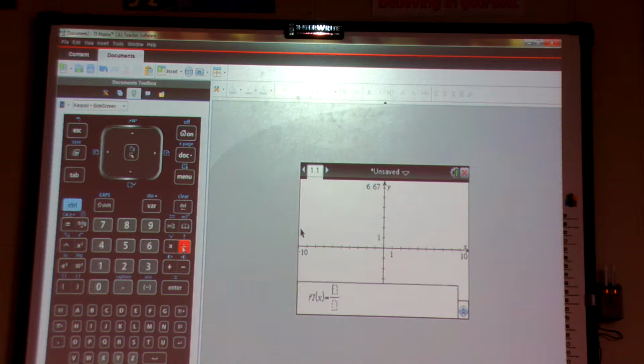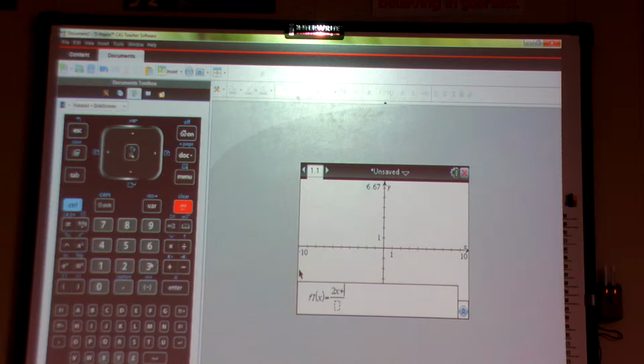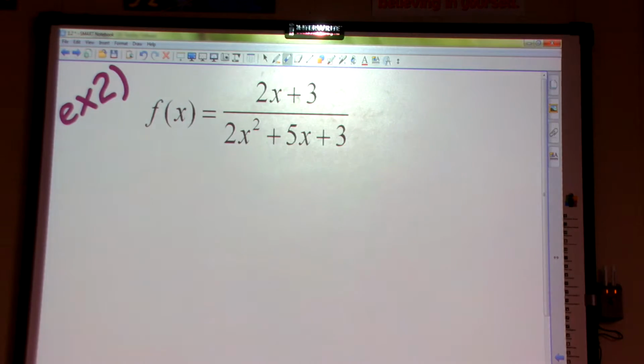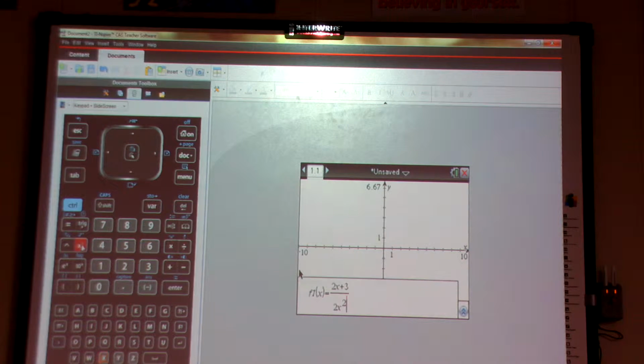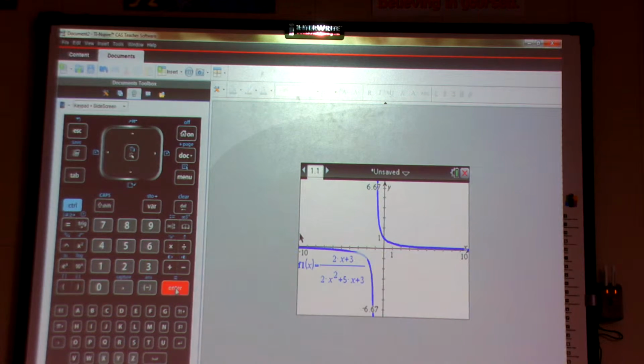So let's see. I have 2x. I hope it's plus 3. Oh, really? Calculator? Okay, on the bottom I have 2x squared plus 5x plus 3. There we go. Okay. Once again, it looks like I have an asymptote. Looks to be, I don't know, maybe 1, but it looks a little over. I can't tell. Let's check out our table.